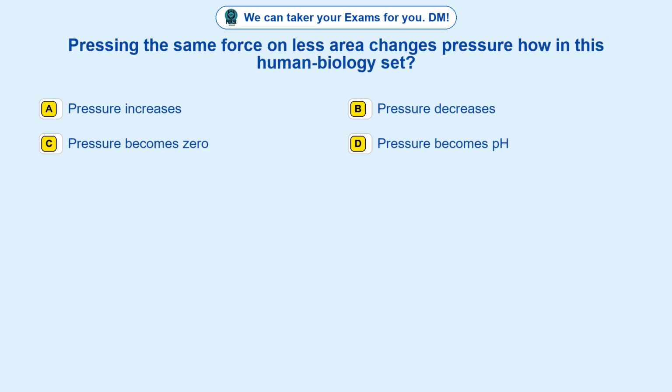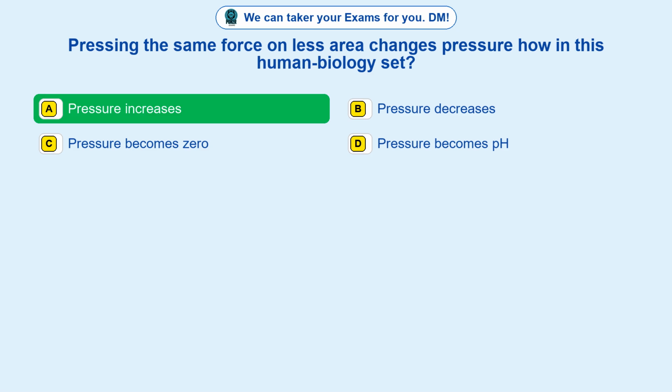Question 79. Pressing the same force on less area changes pressure how in this human biology set? Option A, pressure increases. Option B, pressure decreases. Option C, pressure becomes zero. Option D, pressure becomes pH. The correct answer is option A, pressure increases.